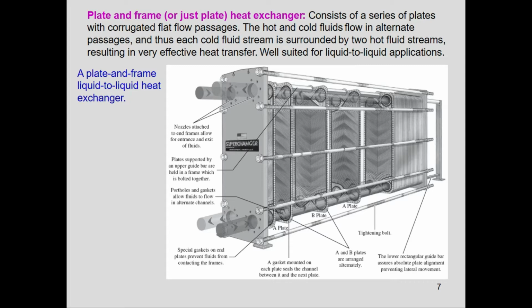An innovative type of heat exchanger that has found widespread use is known as the plate and frame heat exchanger, as you can see in this diagram. It consists of a series of plates with corrugated flat flow passages. The hot and cold fluids flow in alternate passages, as you can see here. If the hot fluid is moving over here, the cold fluid is moving in this portion, and then hot fluid and cold fluid again. So alternately, hot and cold fluid pass through this plate and frame heat exchanger. Each cold fluid stream is surrounded by two hot fluid streams, resulting in very effective heat transfer.